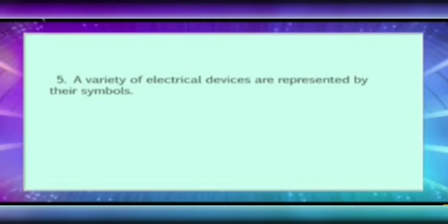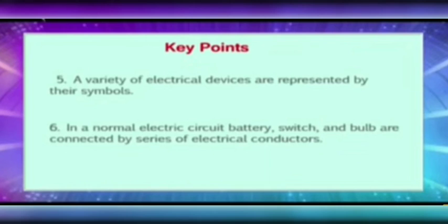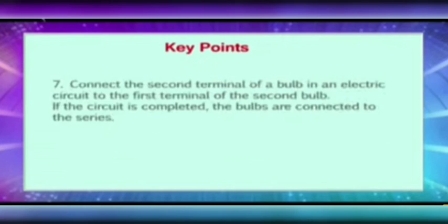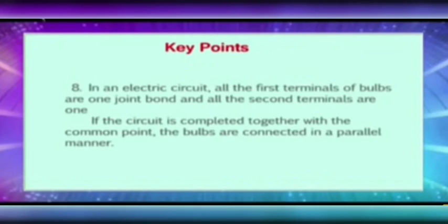A variety of electrical devices are represented by their symbols. In a normal electric circuit, battery, switch and bulb are connected by a series of electrical conductors. Connect the second terminal of a bulb in an electric circuit to the first terminal of the second bulb. If the circuit is completed, the bulbs are connected in series. In an electric circuit, if all the first terminals of bulbs are joined to one common point and all the second terminals are joined to another, and the circuit is completed, the bulbs are connected in parallel.